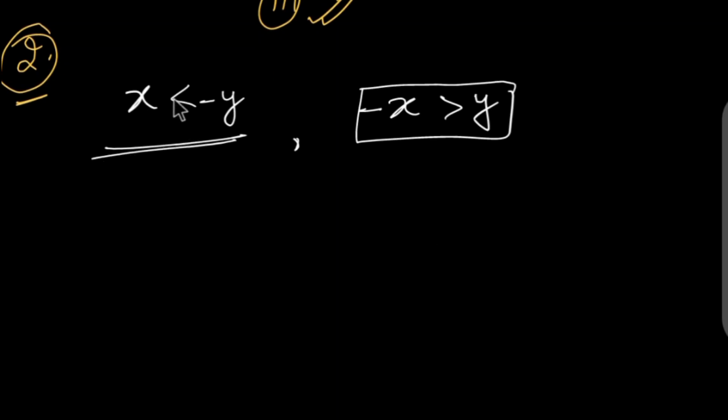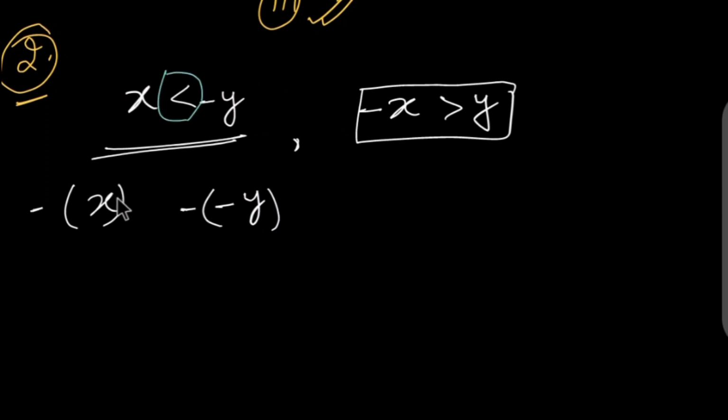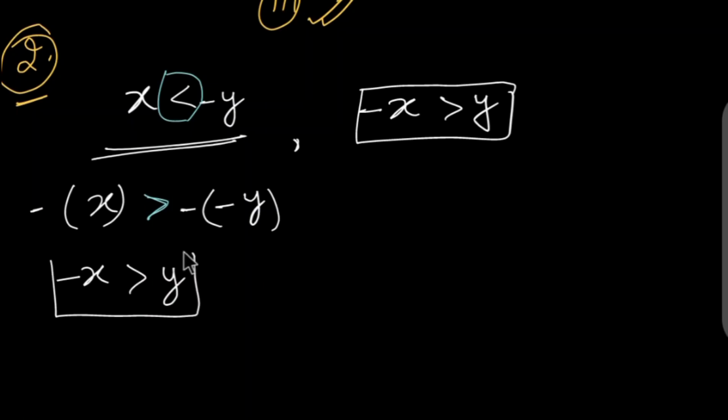Initially I told you that if a minus is multiplied on both sides, let's say x and minus y, so we multiplied minus on both sides, the sign of the inequality changes. So this side will become this side after multiplying by minus. So this statement should be true because minus x is greater than y.